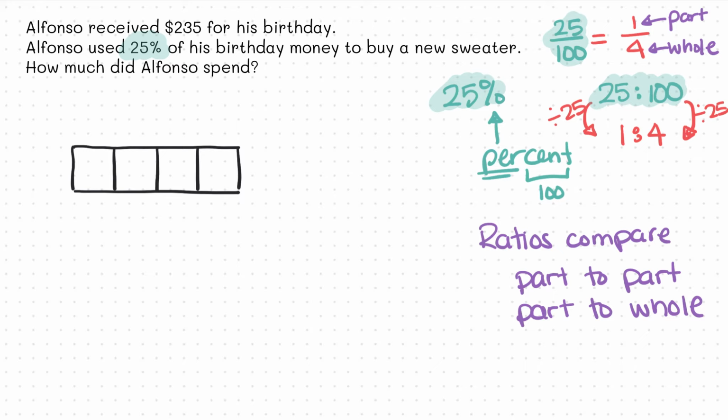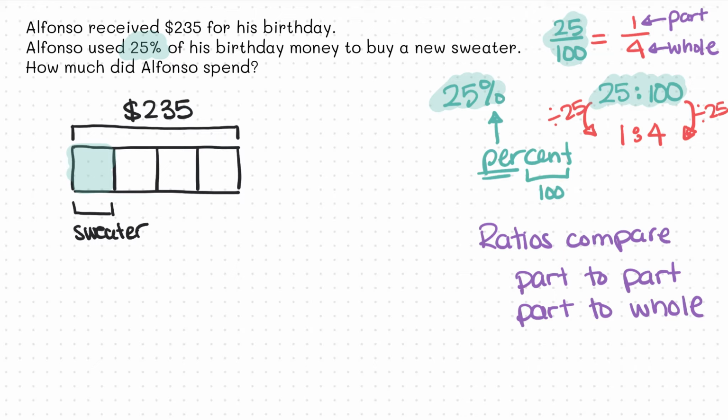And we can now start labeling this model now that we know how many parts we have, because we made this 25% into a ratio. So it says Alfonso received $235 in total for his birthday. So just like before, we can label our model. So this entire thing is $235. And it says that he used 25% of his money. Remember, we just said that the part was 1, the whole was 4. So that means 25% represents just one of these pieces. So we can color in just one of these pieces because that represents our 25%. And we can also label this as sweater because that's what he bought it for.